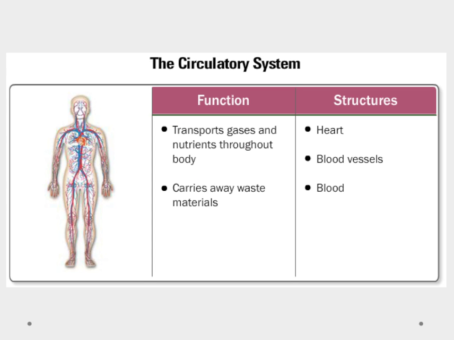Up next is the circulatory system, made of the heart, the blood vessels, and the blood itself. And the main function of the circulatory system is to transport gases and nutrients throughout the body. It also helps carry away waste materials from the cells.